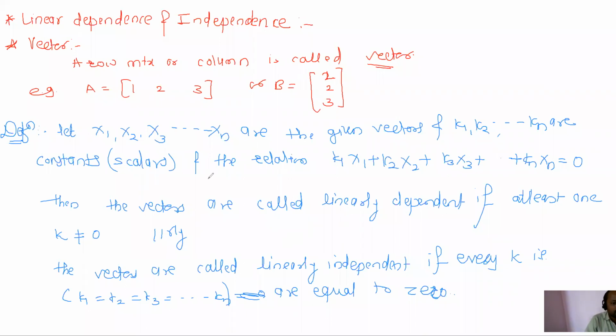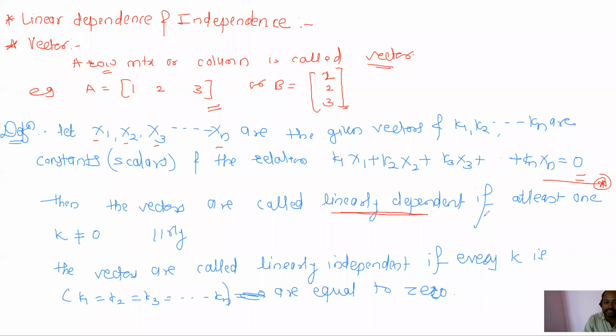Look at what it says, I will explain now. First everyone understood what a vector is, that is the row matrix or the column matrix. Then let us consider some vectors: x1, x2, x3 up to xn are the given vectors, and k1, k2, k3 are the constants. Then consider the relation k1 x1 plus k2 x2 plus k3 x3 plus kn xn is equal to 0. From this relation, the given vectors are said to be linearly dependent.